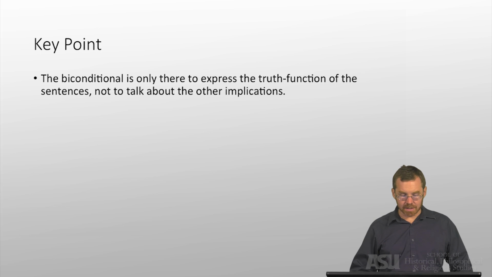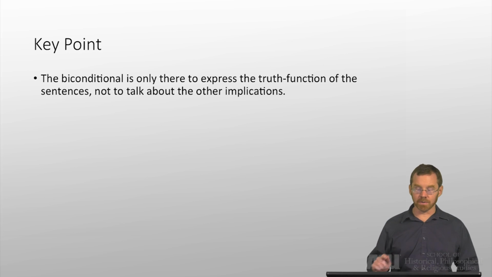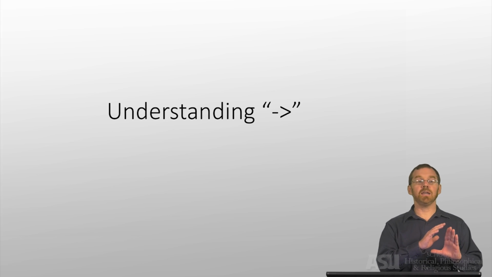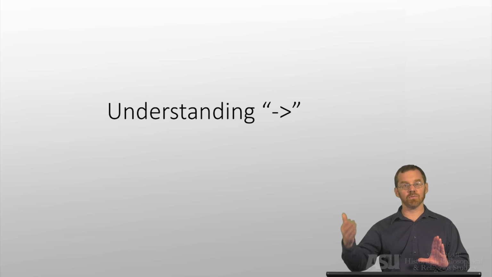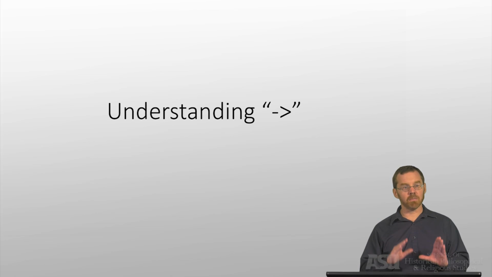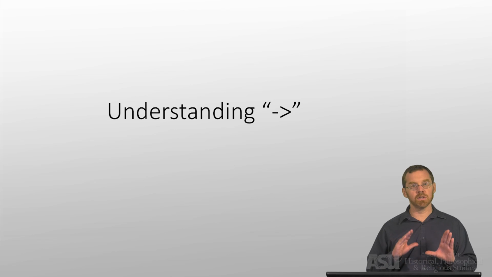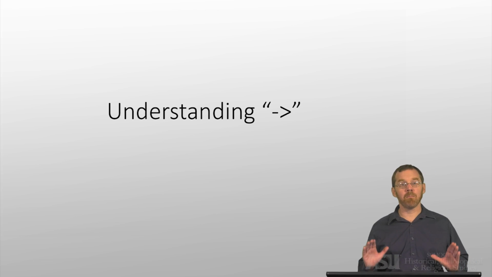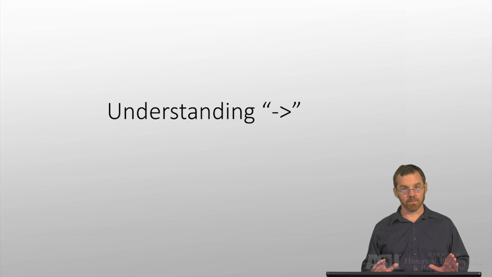The key point here is this. The biconditional is only there to express the truth function of the sentences, not to talk about the other implications. It's the same as with the conditional. The English sentences with "if and only if" say something more than just their truth function. But when we translate them, all we're trying to capture is the truth function. That's what I have to say about the biconditional.